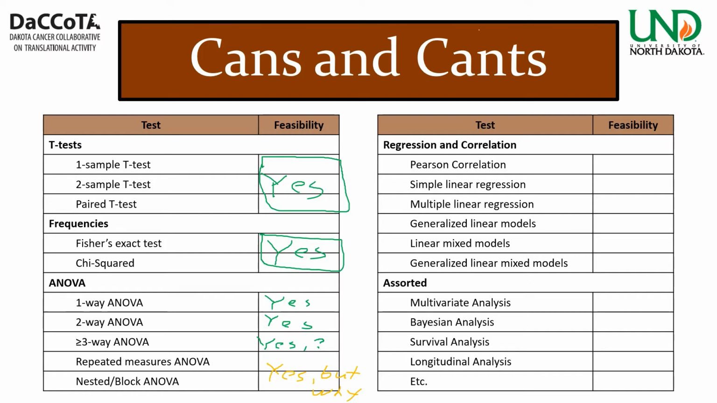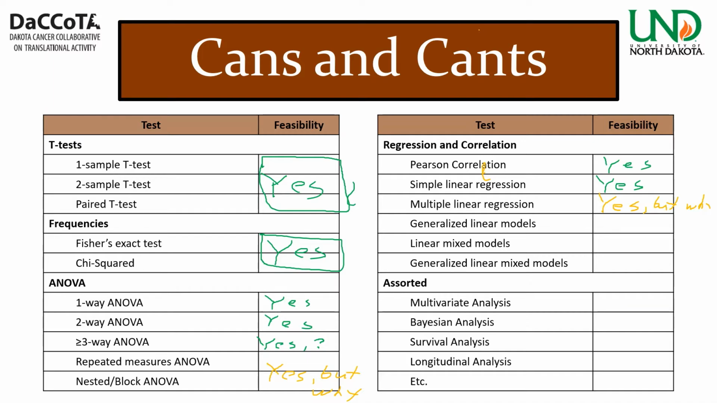Turn our attention to regression correlation, Pearson correlation. Yes, of course. Simple linear regression, yes, of course. These are pretty straightforward. Multiple linear regression, this is getting into that yes, but why. So I'll put in an orange, yes, but why would you do that if you're starting to do multiple linear regression, especially model selection? You really want to turn to the computer.